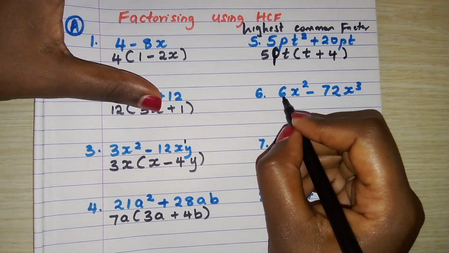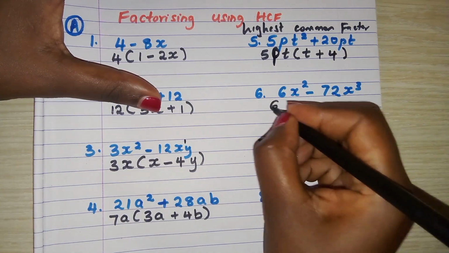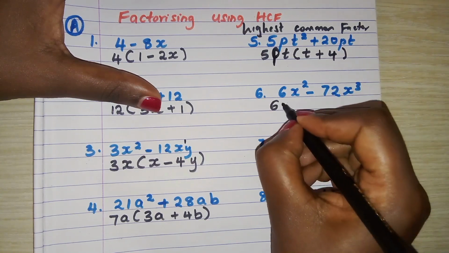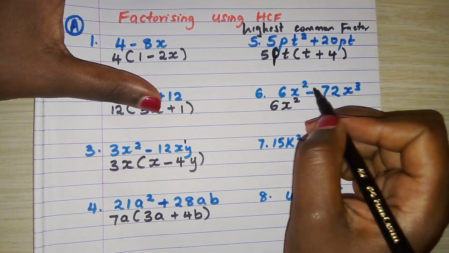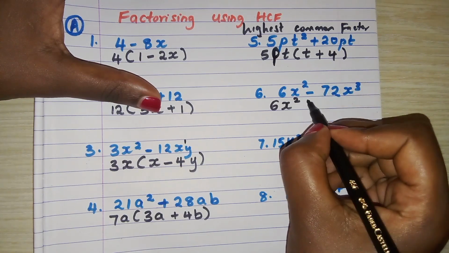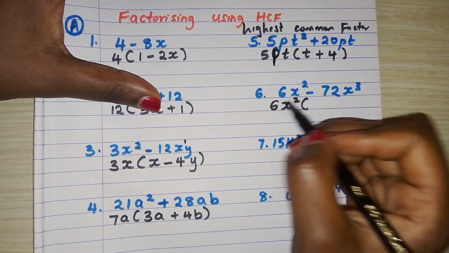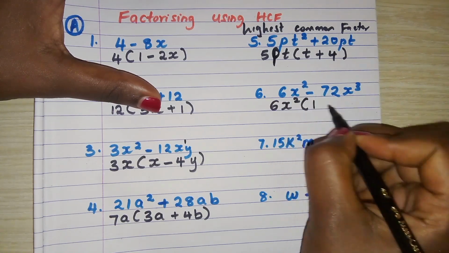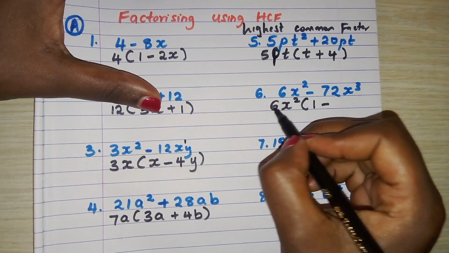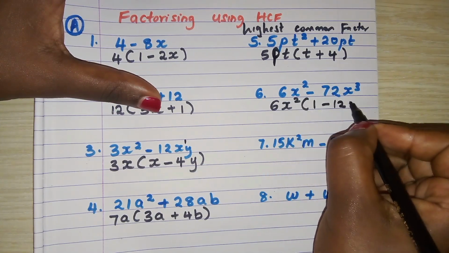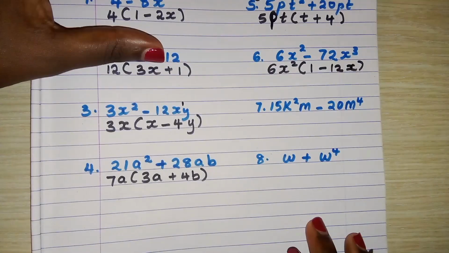The highest common factor for 6 and 72 is 6, and the highest common factor for x squared and x power 3 will be x power 2. So for the letter, you take the letter with the lowest power. Then bracket, 6 divided by 6 is 1, x squared divided by x squared is 1, and then 72 divided by 6 is 12. X power 3 divided by x power 2 would be x, x is left.